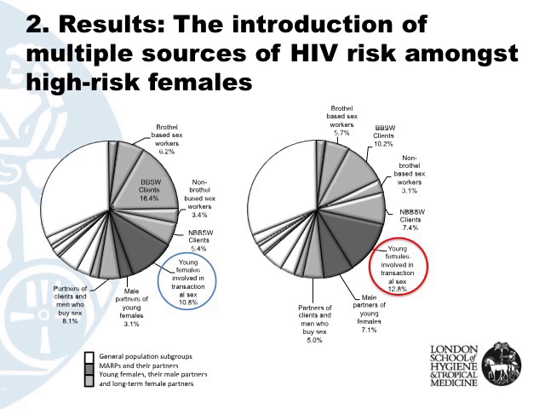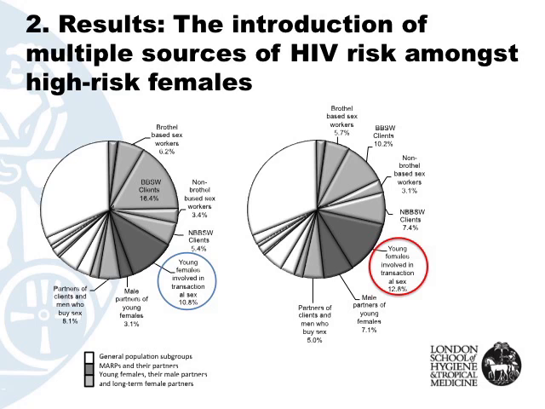You can see the percentage of infections in brothel-based sex worker clients comes down quite significantly. In fact, with the introduction of these multiple sources of risk, we can see that your young female group is now the group with the highest percentage of infections within your most at-risk populations.